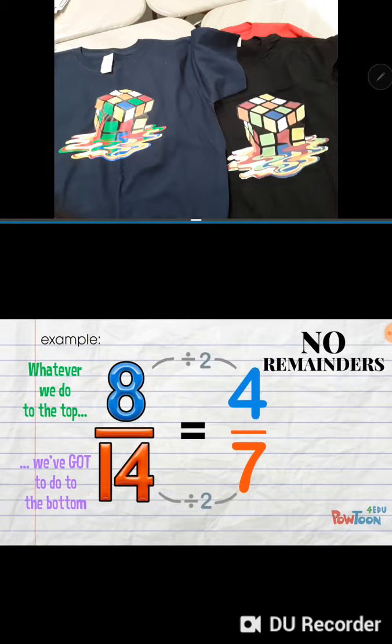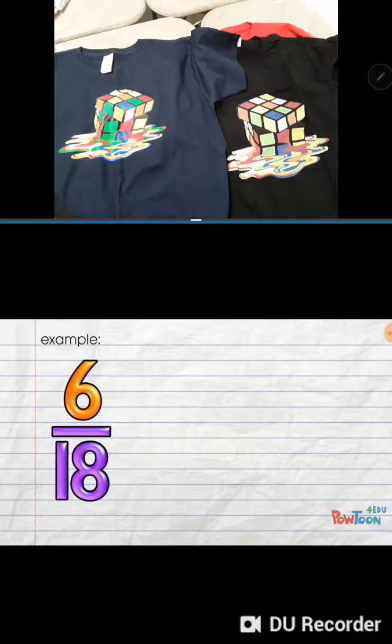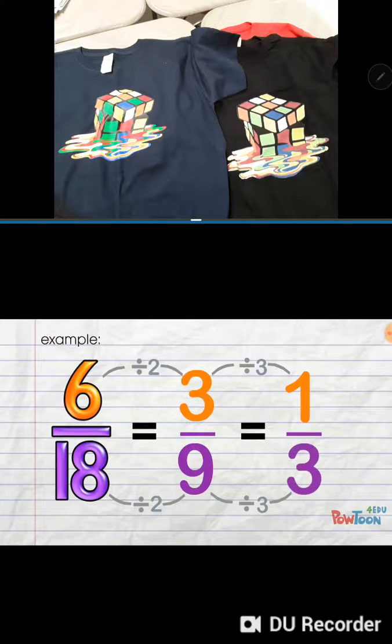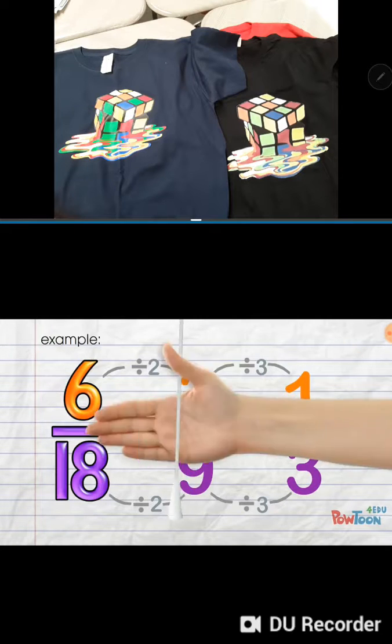And no remainders allowed. So in this next example, I could divide by 2 because these are even numbers. How many 2's in 6? 3 2's are 6. Over how many 2's in 18? 9 2's are 18. 3 over 9. Both those numbers are in the 3 times table, so I can reduce again using a factor of 3. There's 1 3 in 3 and 3 3's in 9. 1/3. I can't reduce this anymore.